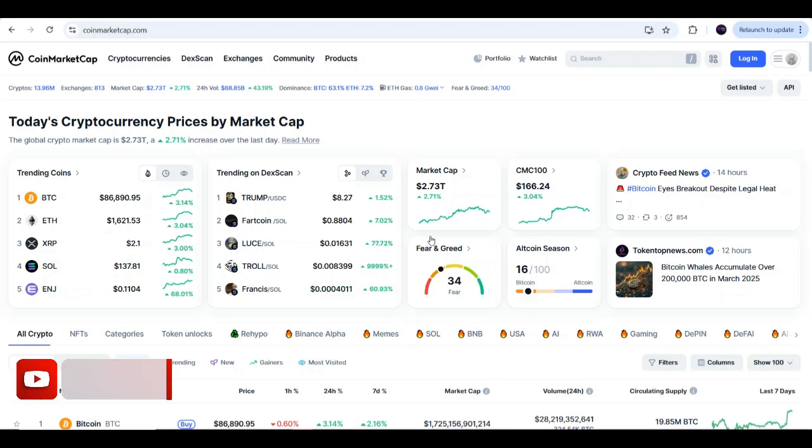You want to look smart in crypto? Then start with CoinMarketCap, the ultimate crypto dashboard. Prices, trends, top coins, top meme coins, and hidden gems. One site, every move that matters.